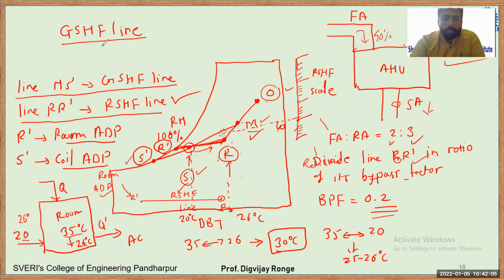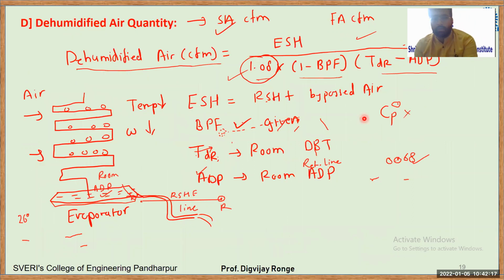Okay. Now the next concept here is dehumidified air quantity. Now see what is happening here. This is a mixed air. Mixed means we have combined the fresh air with the return air and we get a mixed air. Now I will supply this mixed air on a cooling coil.